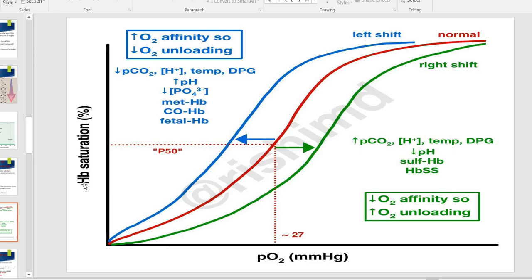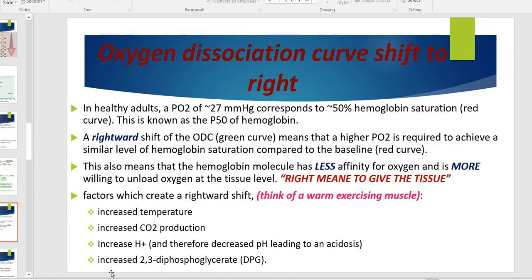If we remember and memorize this figure, you will understand the next slides. This figure summarizes for you the next slides and all the allosteric effectors that affect binding of hemoglobin with oxygen. The oxygen dissociation curve shifts to the right again.